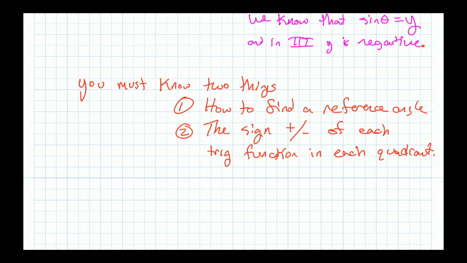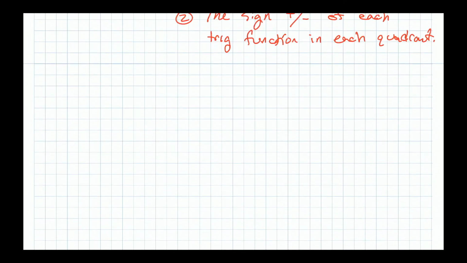So we already know how to find reference angles, so what we need to talk about is the sign, plus or minus, of each trig function in each quadrant. So let's think about this. So let's draw another set of axes.